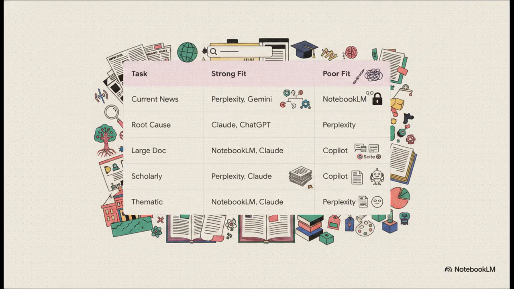Let's break this down into a sort of matrix. If you need to synthesize current news, Perplexity and Gemini are strong fits. NotebookLM is terrible for that because it only knows what you upload. Doing a root cause analysis? Jump into Claude or ChatGPT for their deep reasoning capabilities. Need to deeply engage with one massive legal statute? NotebookLM or Claude are perfect. Perplexity is a poor fit there. Locating scholarly articles? Perplexity or Claude, especially with its specialized connectors to Cite and PubMed, are your best bets. And for a themed analysis of a small corpus, again, go with NotebookLM or set up a Claude project. It's all about matching the tool to the specific task.